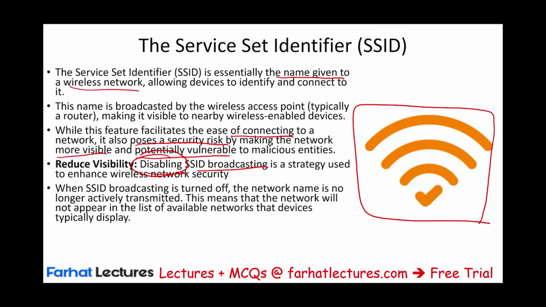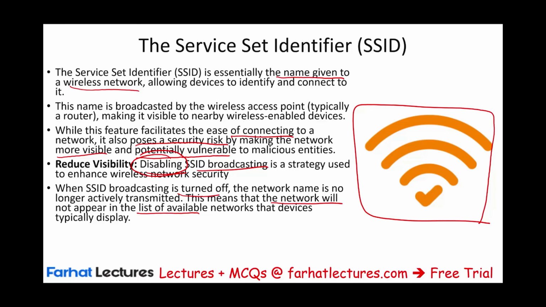So when SSID broadcasting is turned off, the network name is no longer actively transmitted. The network is there, just the name is not there. This means that the network will not appear on the list of available networks that devices typically display. And I'm sure if you open your phone right now as I'm talking to you and you're in a public place, you're going to see many networks around you. There might be other networks available, but they don't appear because you can turn them off.